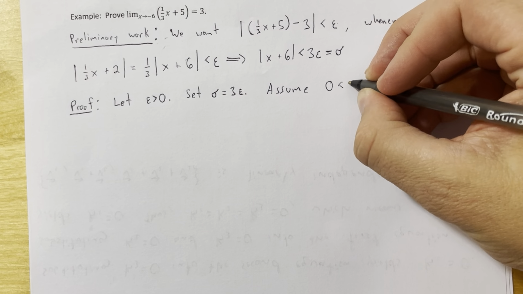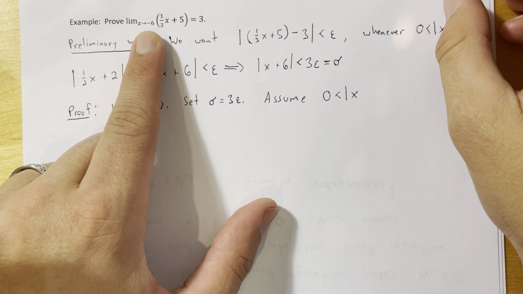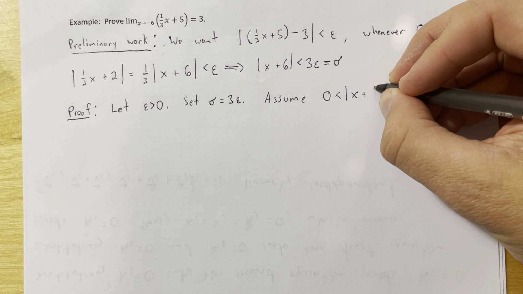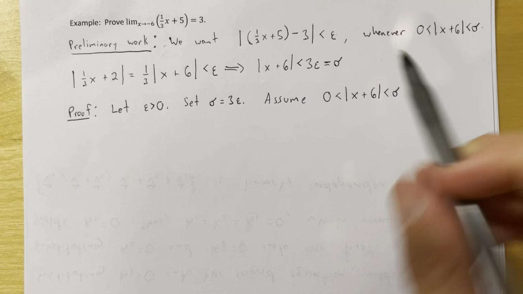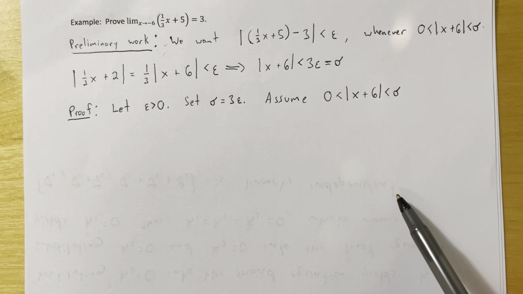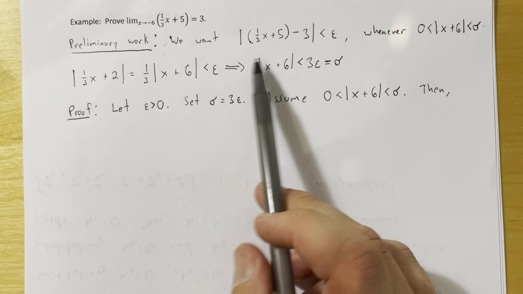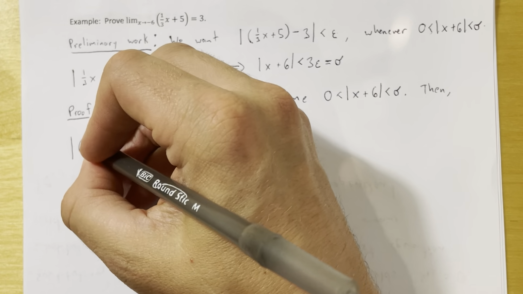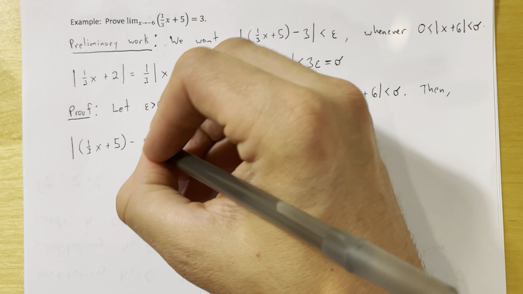I'm going to say assume that 0 is less than the absolute value of x. Now remember, where x is approaching -6 here, so x minus -6, which is the same thing as x plus 6, and that's less than delta. The goal here is to show that this is true. Okay, so I'm going to basically work these steps backwards in a certain sense to get back to here. Then, so let's write this out. The absolute value of this guy, 1/3 x plus 5 minus 3.